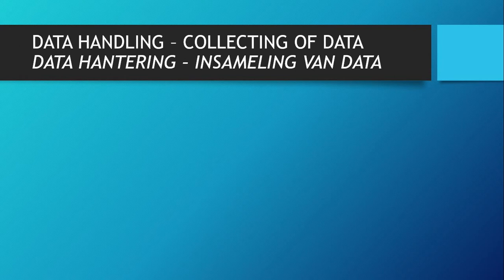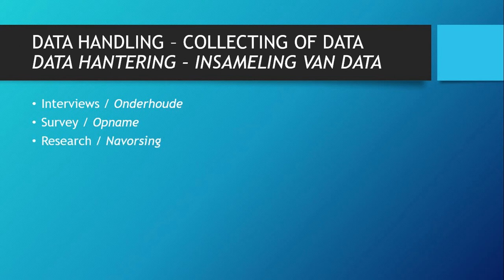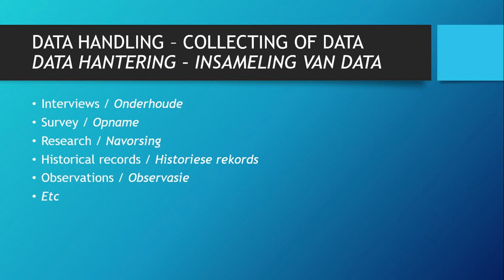Next up, we need to be able to collect the data as mentioned. Now we need to look at the different methods to do it. Now there's a variety. You can look at interviews to do with people, surveys, there's research projects. You can go into historical records with Google, with hard copy documents. You can have observations and a lot of other possibilities that you can continue on with. These are all different ways to collect the data.